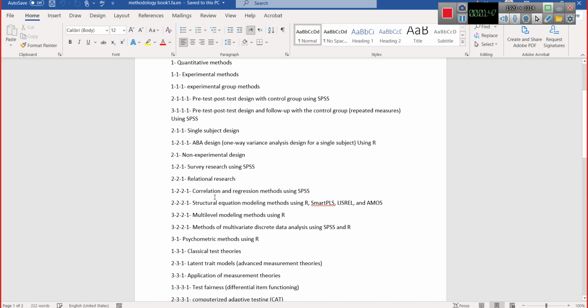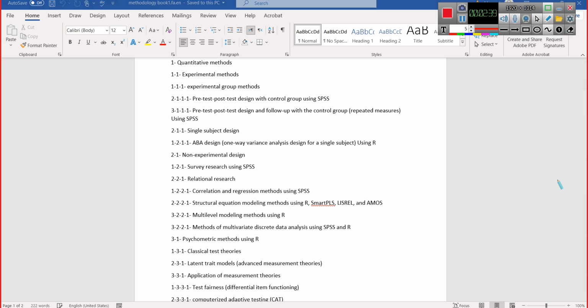Either in the simple traditional correlational and regression or multi-regression methods, or even in some more complicated methodologies like structural equation modeling methods, where we use different software like Amos, Lisrel, Smart PLS, or R. Typically, in these methodologies, we measure variables in one level.